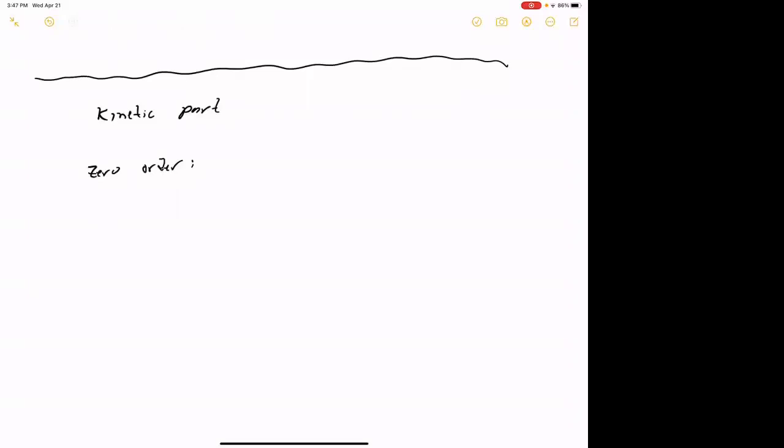Now, we kind of talked about this last time. We said that the 0 order integrated rate expression looks like this. And let's just do it in terms of glucose. It would be glucose at time t is equal to minus K times T plus the concentration of glucose initial. Isn't that it?